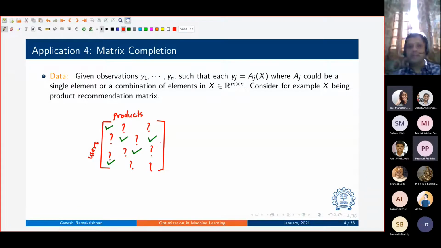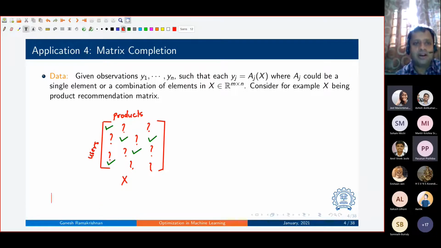It could be, for example, clicking on a certain product. It may not even be concerned with buying them. So Yijs are observations based on the underlying product recommendation matrix X. It could also be just identity. Aij could just be identity as well. That's also possible. So our concern is largely about completing this matrix X, which could have several derivatives. So now how do you fill this up is the question.